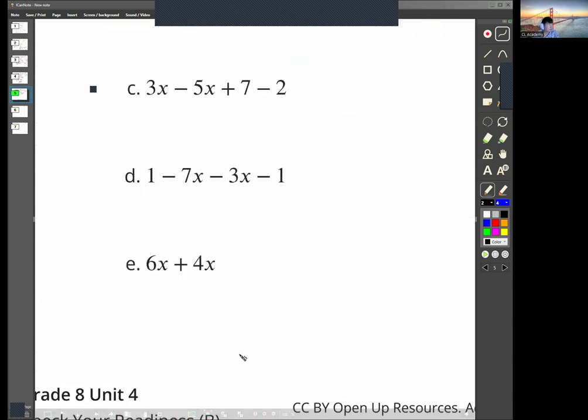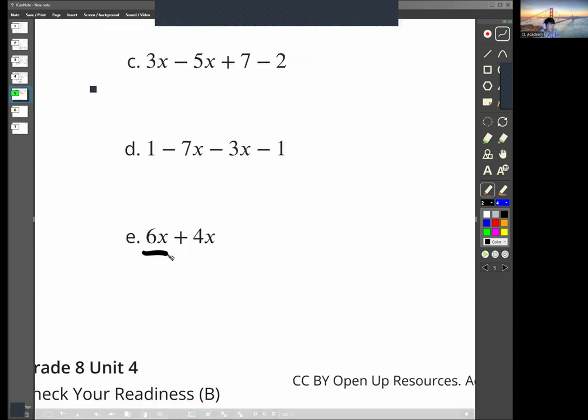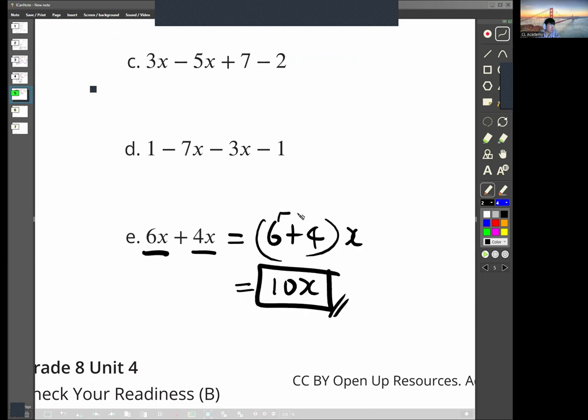Last point for the first page. 6x plus 4x, as I said, 6 plus 4 times x by distributive property. Then we will get 10x, because 6 plus 4 is 10. 10 times x, 10x.